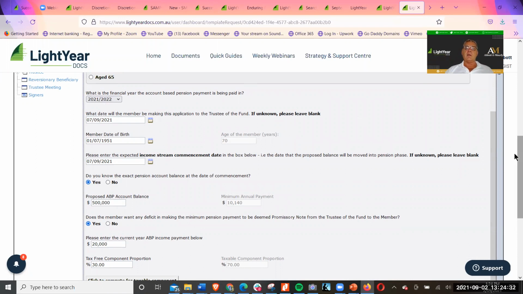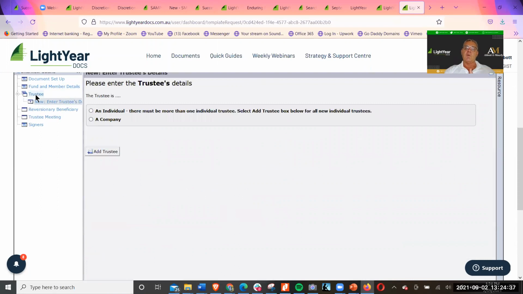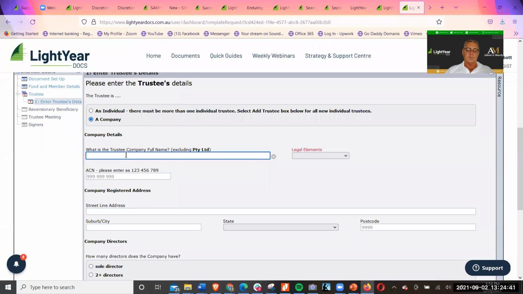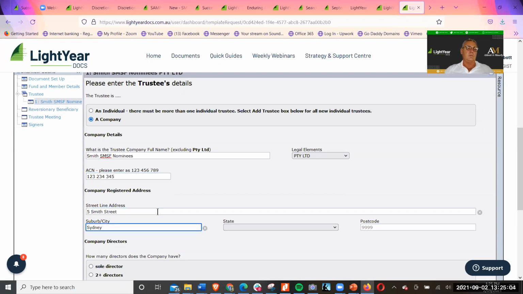Now, we've got to set the trustee up, because there's a member and there's an application form going to the member, then there's a trustee meeting. So we've got our company, Smith SMSF Nominees Pty Limited, and then it's 5 Smith Street, Sydney, 2000.